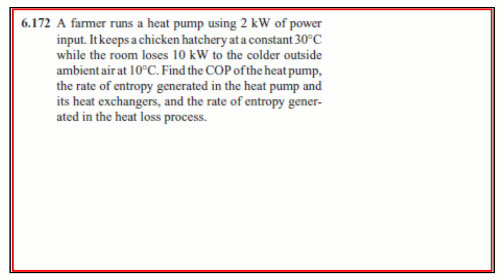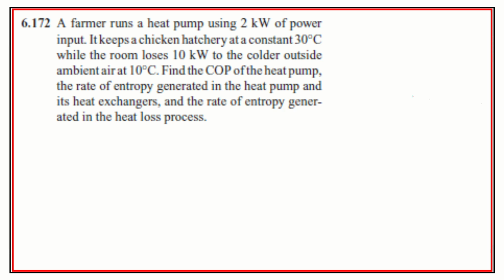A farmer runs a heat pump using 2 kilowatts of power input. It keeps a chicken hatchery at a constant 30 degrees Celsius, while the room loses 10 kilowatts to the colder outside ambient air at 10 degrees Celsius. Find the coefficient of performance of the heat pump, the rate of entropy generated in the heat pump and its heat exchangers, and the rate of entropy generated in the heat loss process.